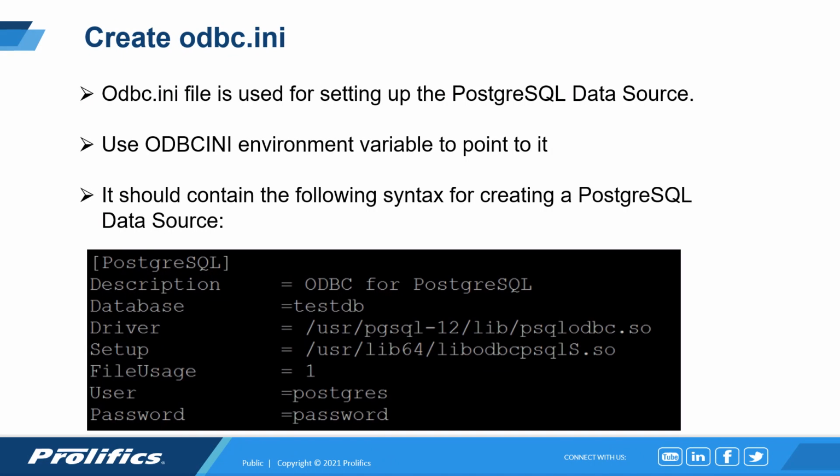The next step is to create an odbc.ini file. This file is used for setting up the PostgreSQL data source. We use the odbc.ini environment variable to point to it. It should contain the following syntax for creating PostgreSQL data source as shown in the picture below.